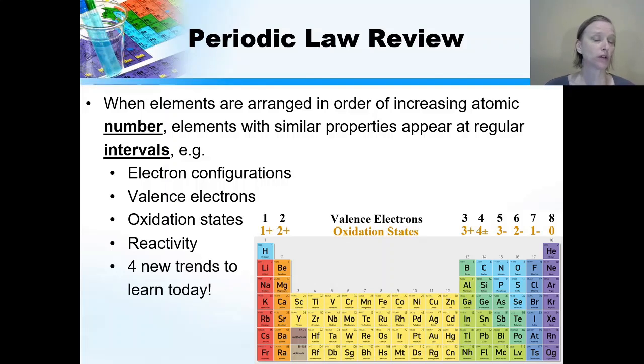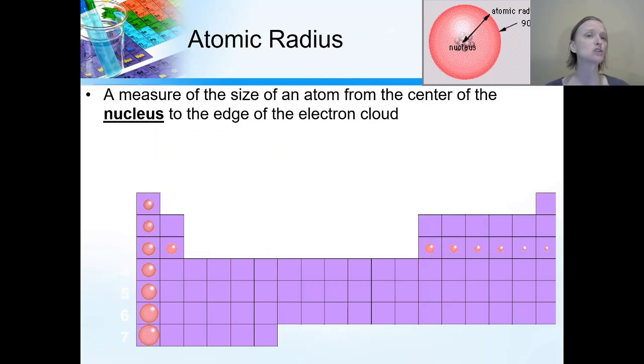We are going to learn 4 new trends today, and we're going to need 4 definitions for those 4 trends, and then we'll look at the patterns across the periodic table. So the first new definition that we need to learn is atomic radius, and you should know the word radius from geometry. If you think about the radius of the circle, it's the distance from the center of the circle to the outer edge of the circle. And it's the same thing for the atomic radius.